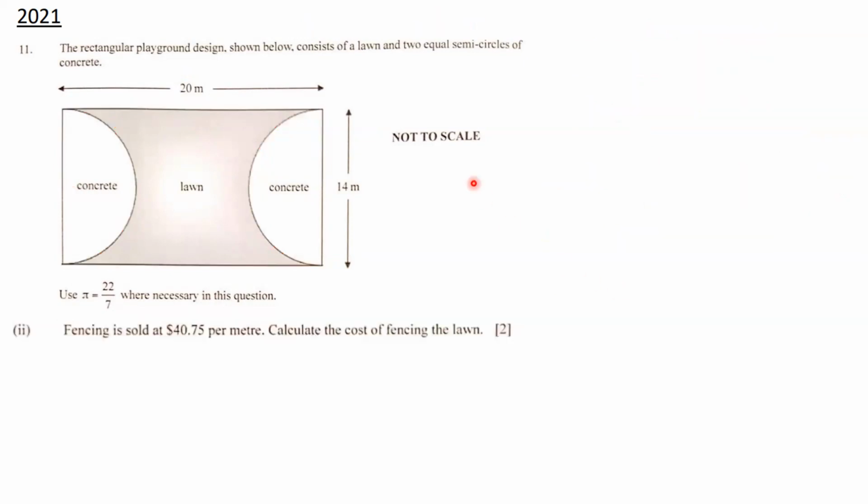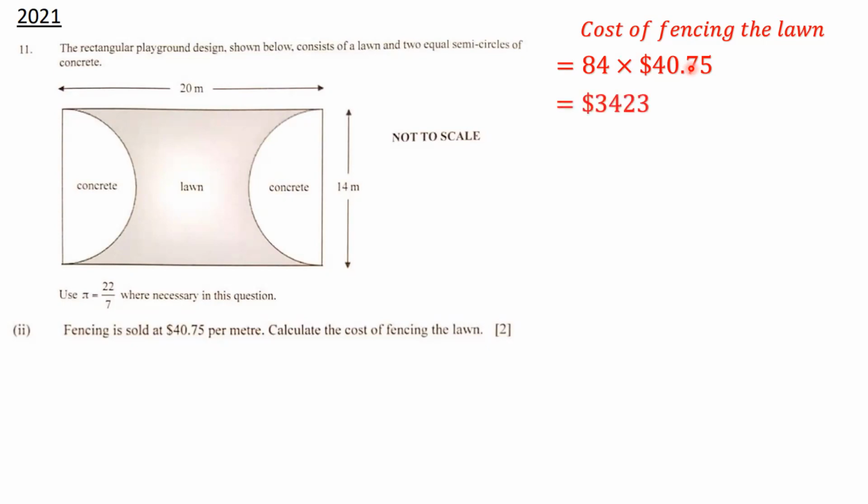All right, let's move on to the next question. It says fencing is sold at 40 cents per meter. Calculate the cost of fencing the lawn. In order for us to find the cost of fencing the lawn, we just have to multiply our 84 meters, because it's 84 meters for the entire lawn. That's the distance of the lawn. And if we know that each meter is $40.75, we have to multiply 84 by 40.75. When we multiply 84 by 40.75, we indeed get 3,423. And that's the cost of fencing the lawn.